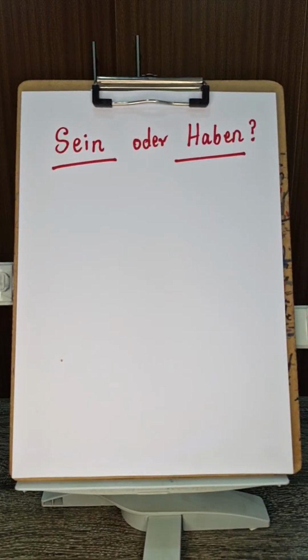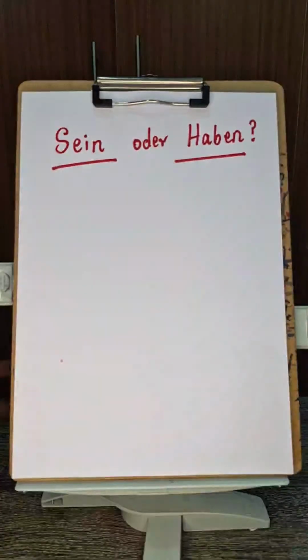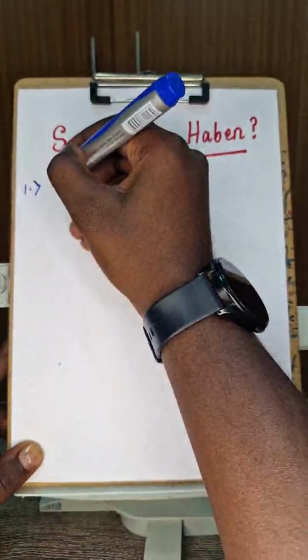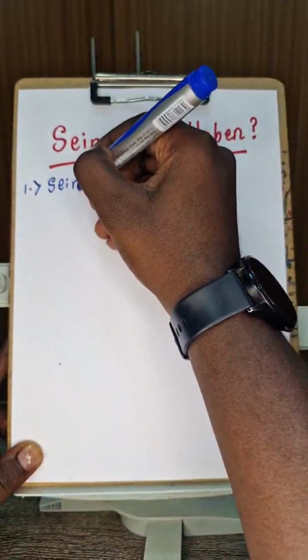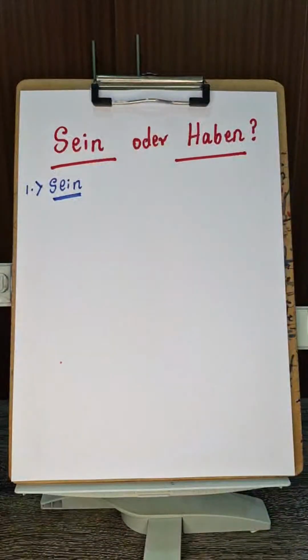Now, the aim of today's lesson is to help us with these two commonly misunderstood verbs, that is sein and haben. I want us to see how you will be expected to use the verbs sein and haben. So let's begin with the first one, sein. First of all, what is the meaning of the verb sein and how do you conjugate it?